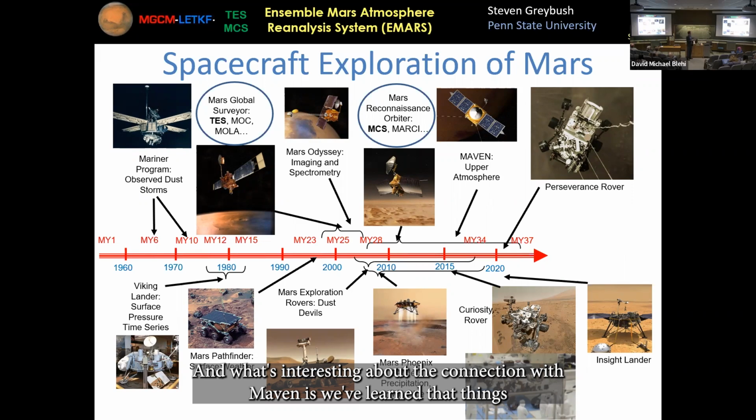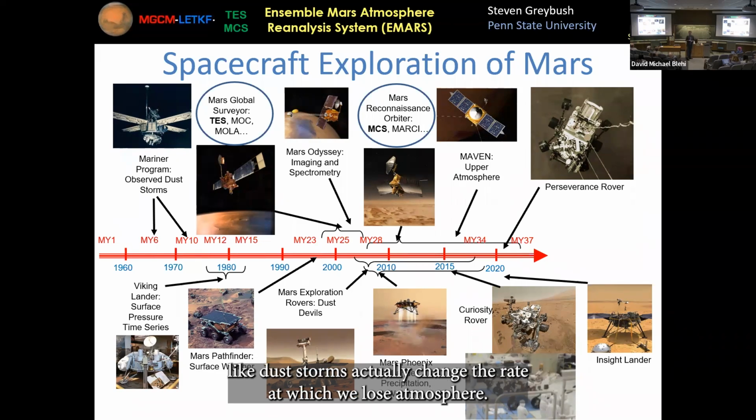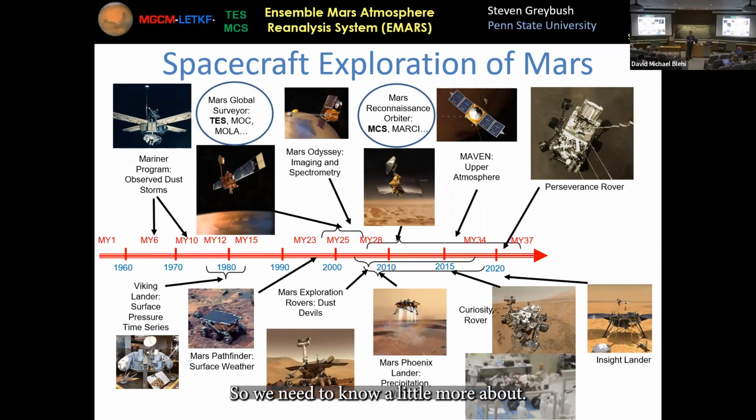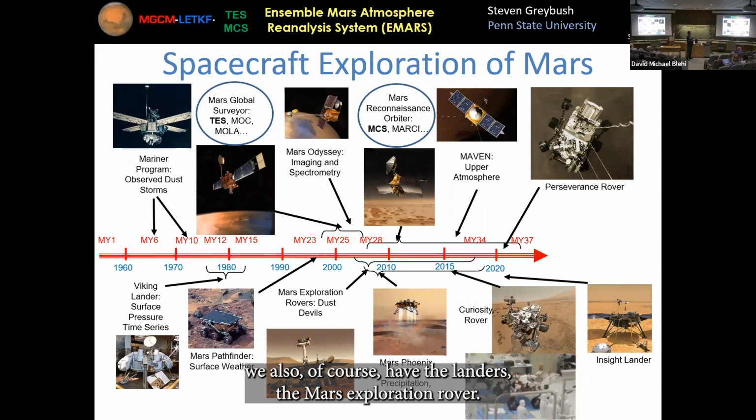And what's interesting about the connection with MAVEN is we've learned that things like dust storms actually change the rate at which we lose atmosphere. So we need to know a little more about storms on Mars to interpret these changes in deep time. Okay? And along with these orbiting spacecraft, we also, of course, have the landers.